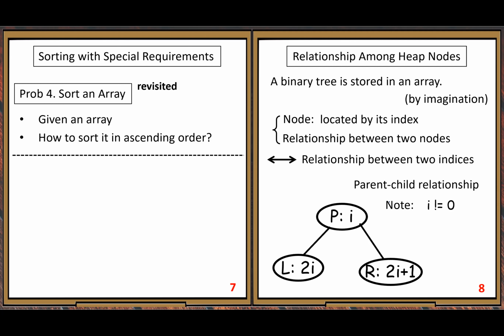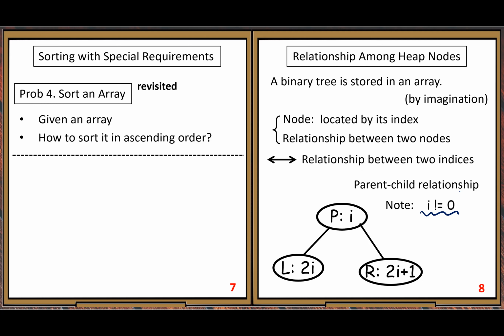2i, its left child index is also zero, the same location as the parent node. That's not good, because we want all these different nodes to have different indices. So we need to assume that i cannot be zero, or the array element at location zero cannot be used as any node in this binary tree.